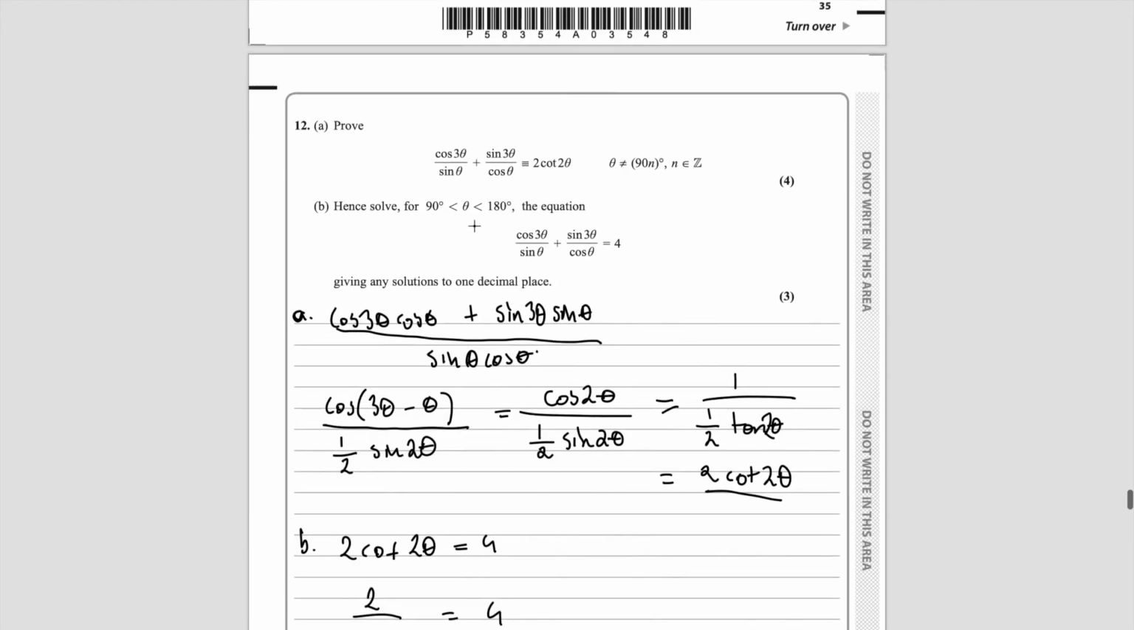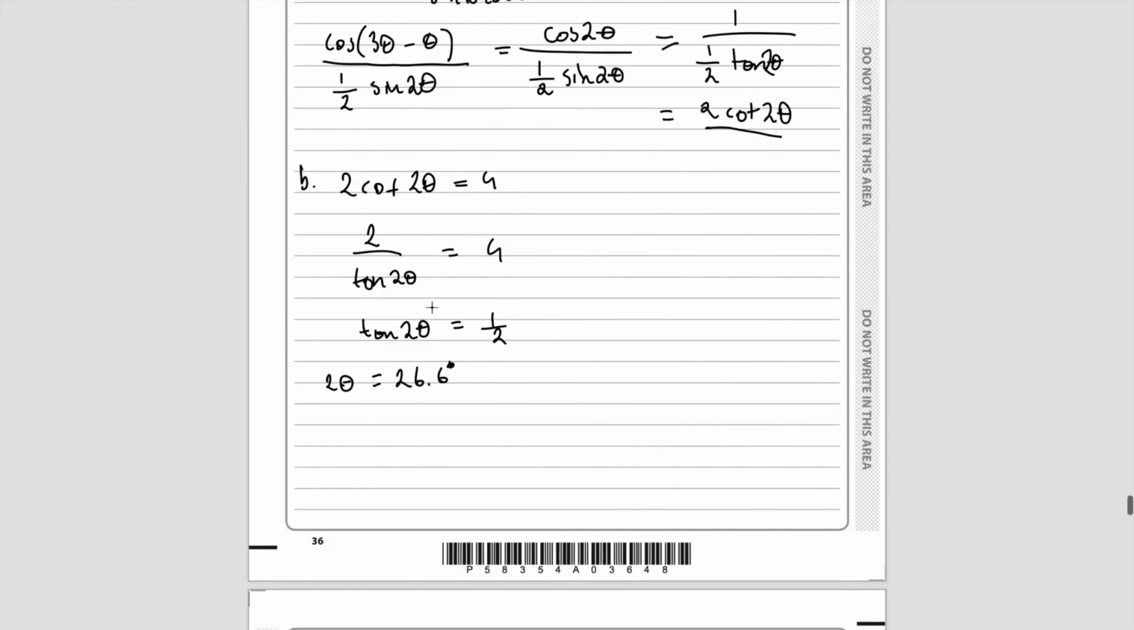But the range of theta that we're looking for is between 90 and 180 degrees. So what we'd do is quite simply add on 180 degrees to this, because we know that tan repeats every 180 degrees. So 2 theta is going to equal this 26.6 degrees, and also 206.6 degrees, just adding on 180 to that. Therefore, we get a value of theta as 13.3 degrees and 103.3 degrees. And that's given there. And that there is the answer to question number 12.